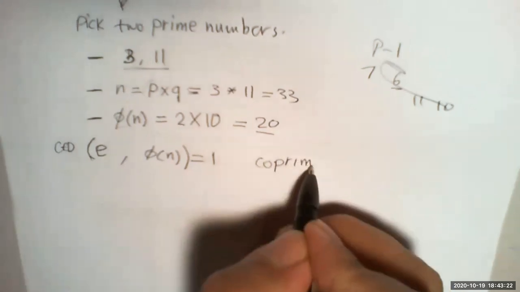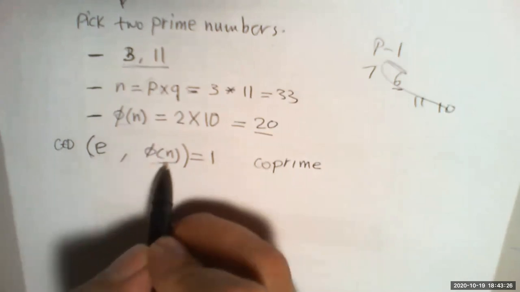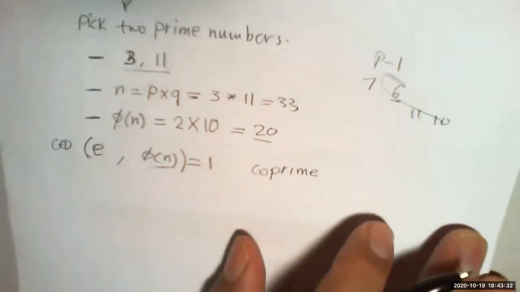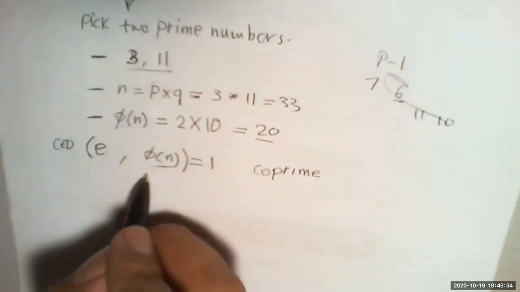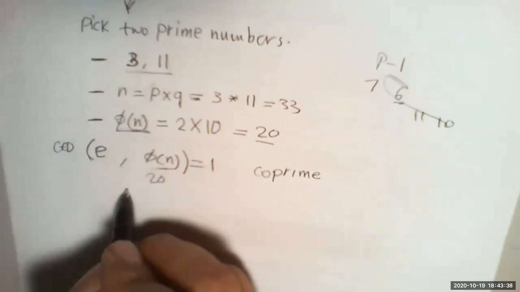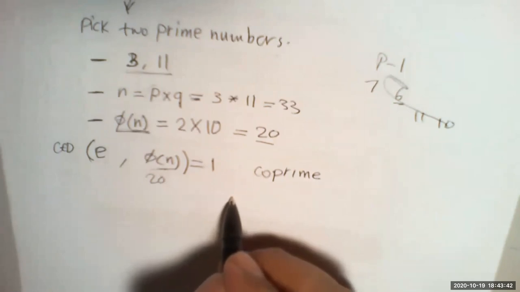Co-prime. I select E to be co-prime with 5n. Here we can say E should be co-prime with 20, which is 5n. What are the numbers that are co-prime with 20? We can start by, for example, 1, 2, 3.